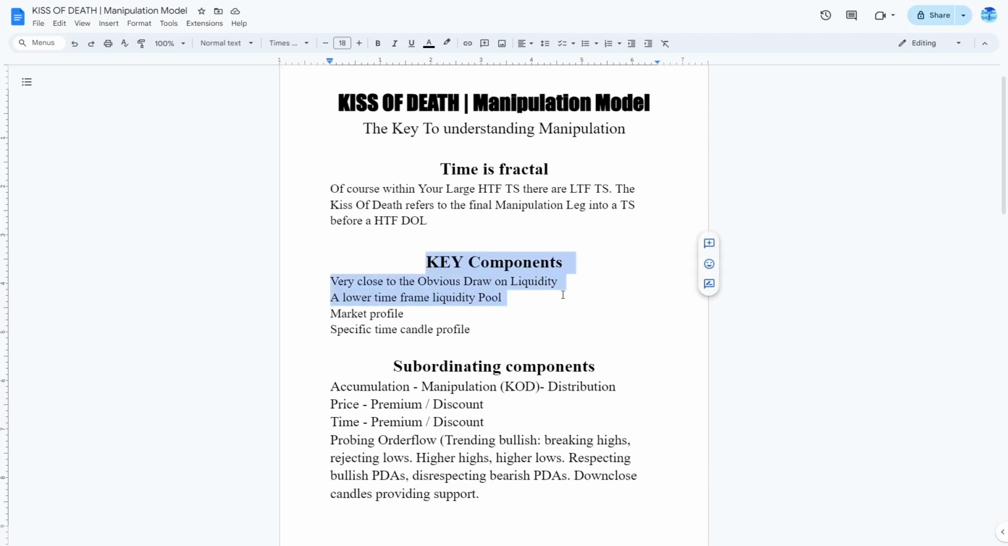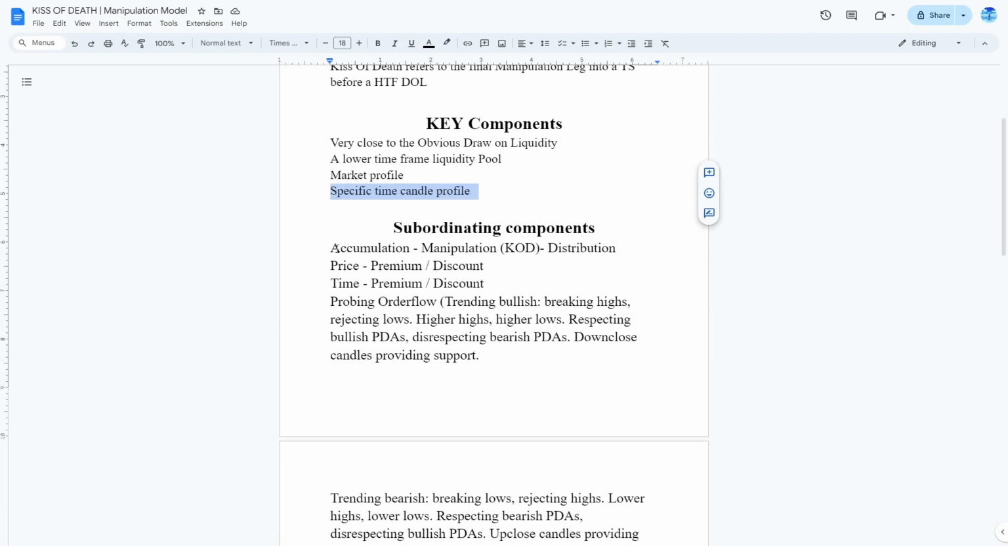We saw how we were very close to our draws on liquidity for the kiss of death model. And even though we're very close to our draw on liquidity, we were delivering from a higher time frame turtle soup, and we were entering on our low time frame turtle soup right before our final draw on liquidity. We've seen our lower time frame liquidity pools and obvious fair value gaps. We saw the market profile we're delivering from, as well as what specific time candle profiles we were looking for. We went over the AMD of it, the accumulation, manipulation, which is the kiss of death, into the distribution, our price and time premium discounts.